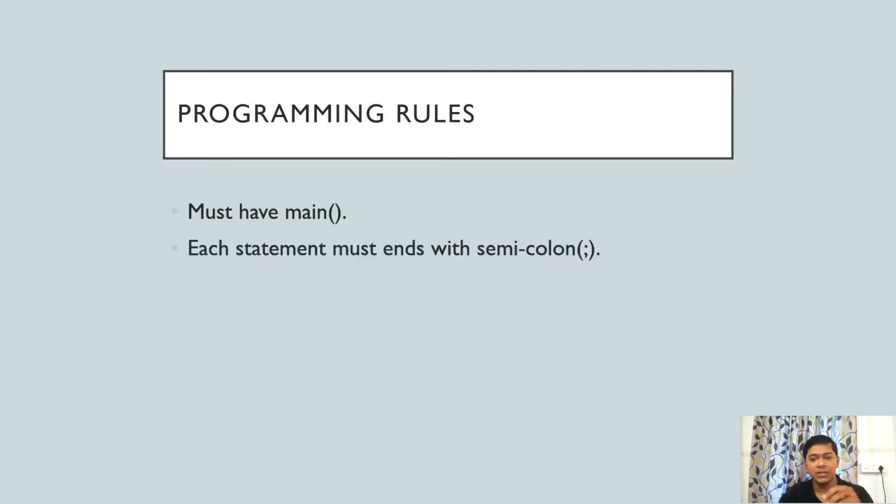Each statement in C programming ends with a semicolon. A semicolon tells the compiler that this is the end of the statement. So each statement must end with a semicolon. It is also case sensitive. Case sensitive means capital A and small a will be treated differently.